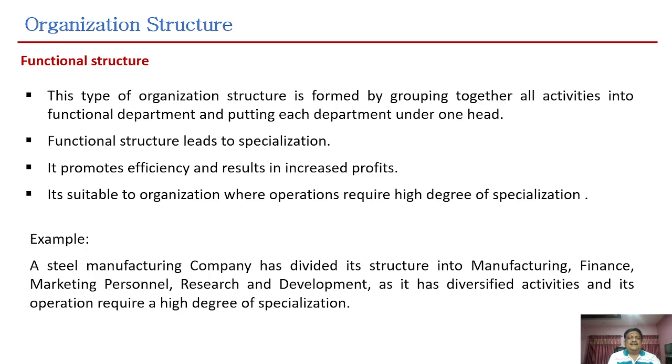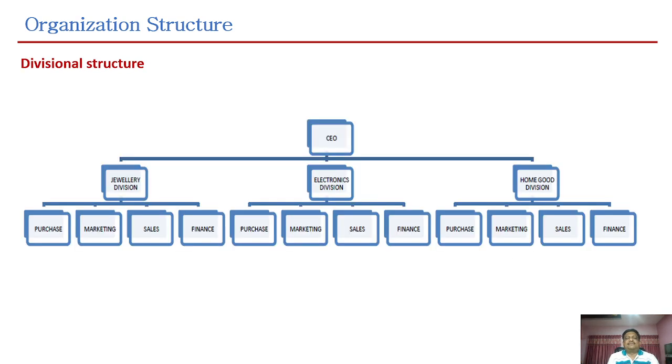Now if I take the example of a steel manufacturing company, it has divided its structure into manufacturing, finance, marketing, personnel, and research and development. As it has diversified activities and its operation requires a high degree of specialization. So this is one of the examples of the functional structure.